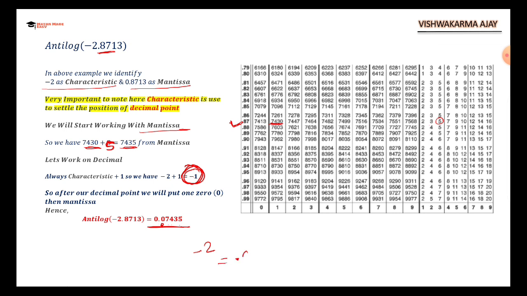After the decimal I should have 2 zeros and whatever the number may be. That's it. This is very simple, and I hope you enjoyed this video.